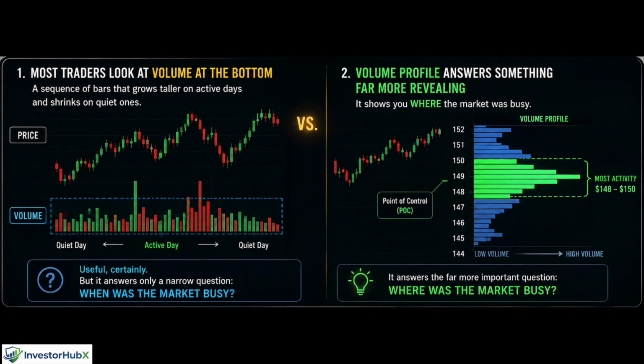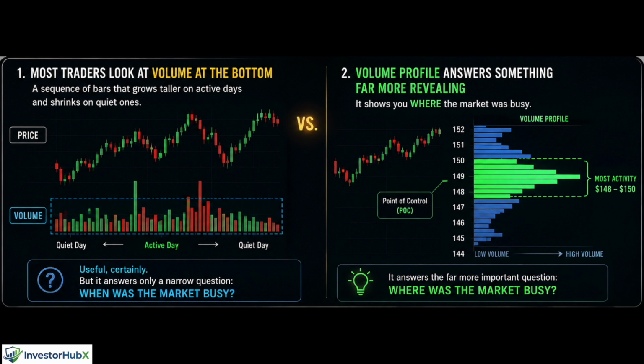Most traders learn to use volume at the bottom of their chart, a sequence of bars that grows taller on active days and shrinks on quiet ones. Useful, certainly. But it answers only a narrow question. When was the market busy? Volume profile answers something far more revealing. Where was the market busy?